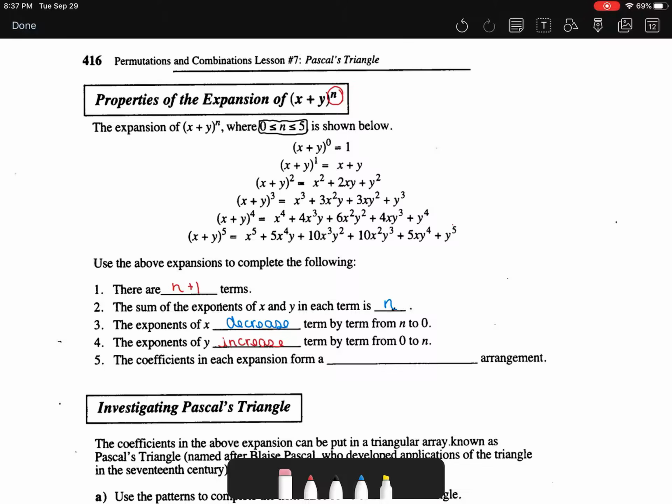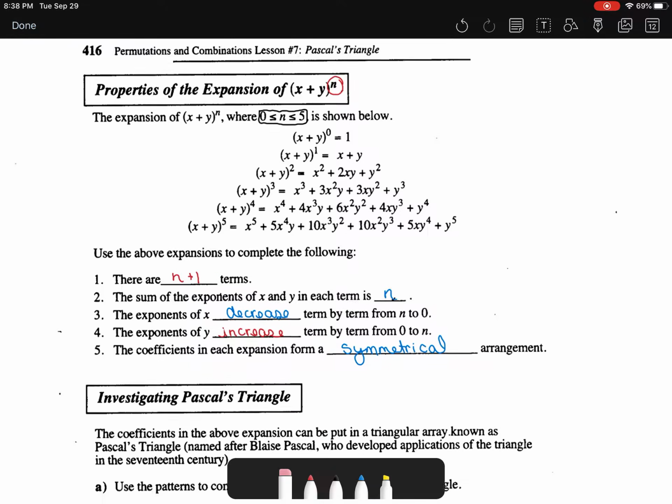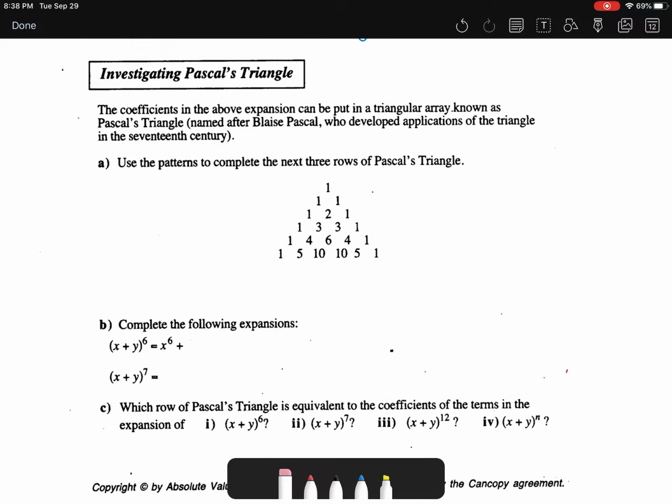And the coefficients form what kind of pattern? Well, it's going to be a symmetrical pattern. So we're just going to fill that in, and then I'll show you what I mean. If I take a look again at x plus y to the exponent of 5, look at the coefficients: 1, 5, 10, and then again 10, 5, and 1. So that's a symmetrical pattern, and that's what you're going to notice for the expansion of any binomial. Those numerical coefficients are going to form that type of symmetrical pattern.